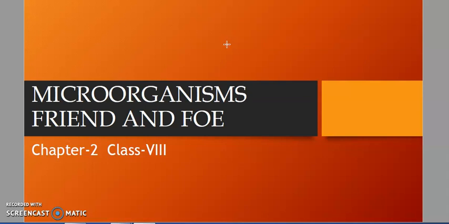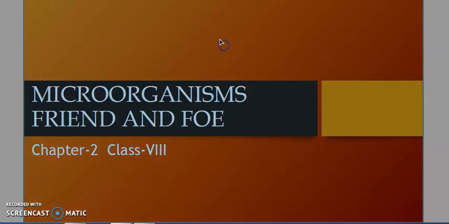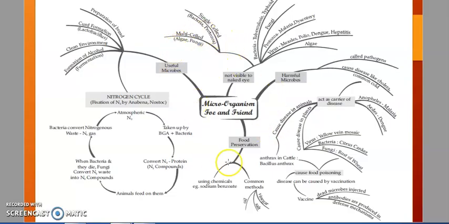Today we will continue the second chapter of class 8, Microorganisms: Friend and Foe. Now let's proceed to the mind map of this chapter. This is the mind map of the chapter.